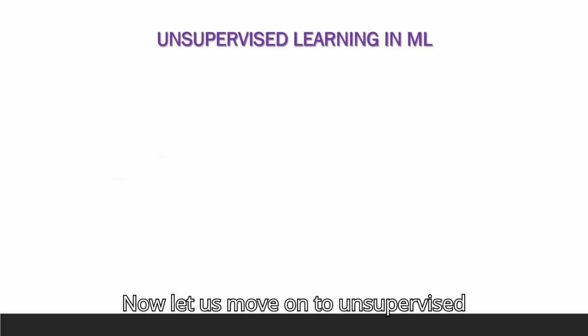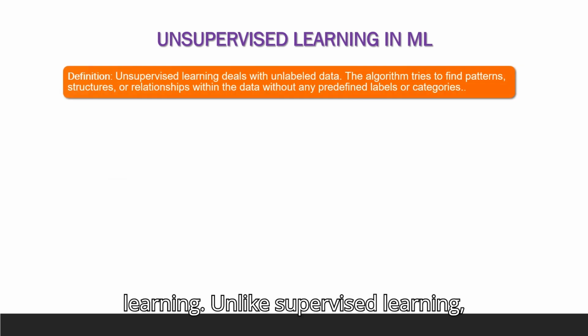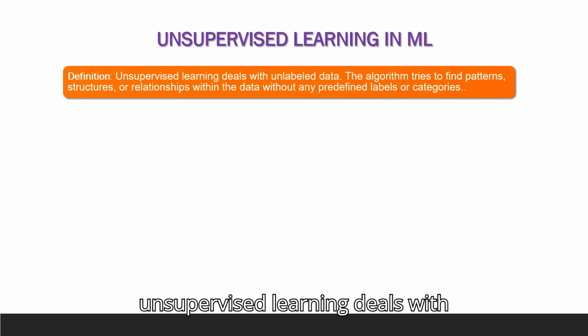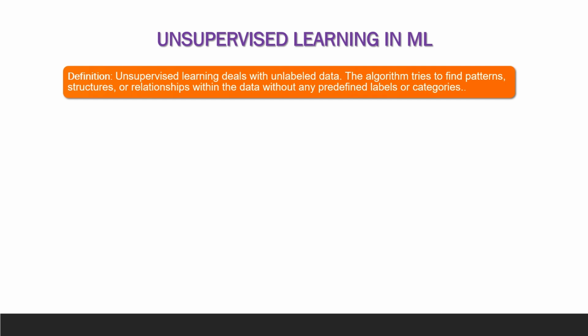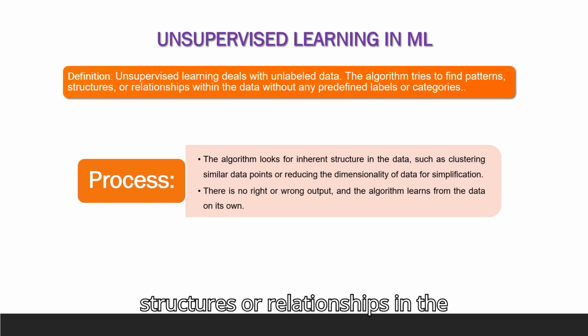Now, let us move on to unsupervised learning. Unlike supervised learning, unsupervised learning deals with unlabeled data. Here, the algorithm tries to find patterns, structures, or relationships in the data without any predefined labels. In other words, the algorithm is left to its own devices to discover hidden structures in the data. It's like giving the algorithm a puzzle without showing it the complete picture.